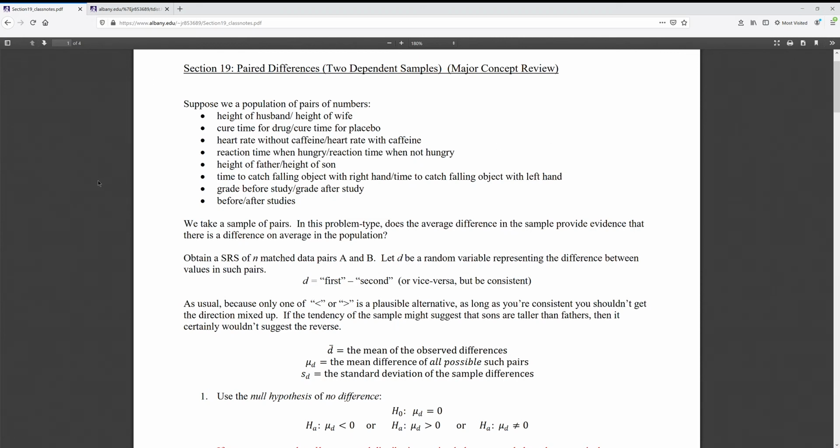Section 19, paired differences. When it comes to comparing two variables, there are various ways you can do it. One of the ways we talked about in sections 14 and 15: you can take a simple random sample from each of two different populations independently, 40 people from New York, 100 people from Massachusetts, and compare their proportions or averages, as we did.